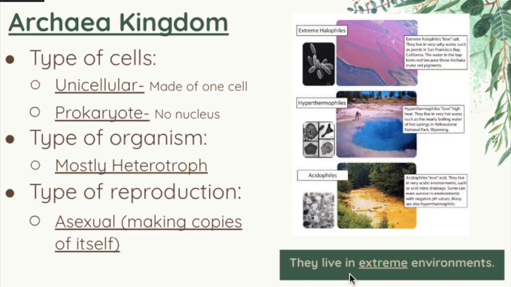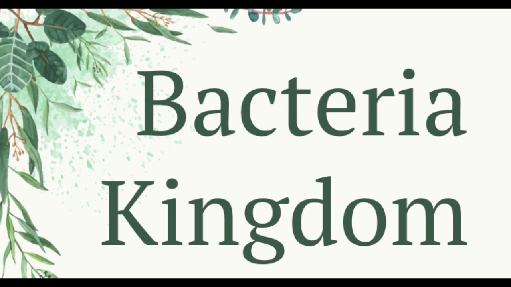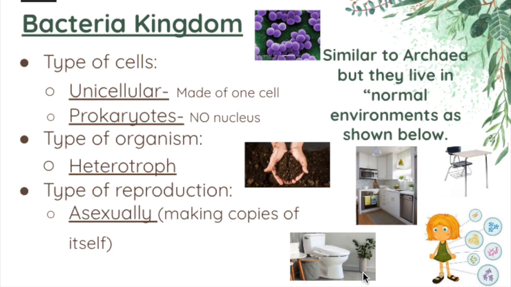Moving on to bacteria. Now, bacteria have some similar characteristics that archaea have, but these guys are found in normal places on Earth. So again, these guys are unicellular, made of one cell. They are prokaryotes, which means that the cell does not have a nucleus. They are heterotrophs, which means they have to eat or consume or find food. And they reproduce asexually, again, by simply making copies of themselves.